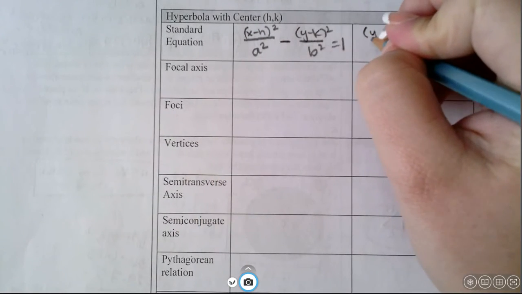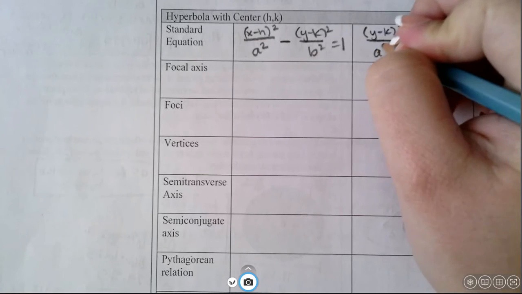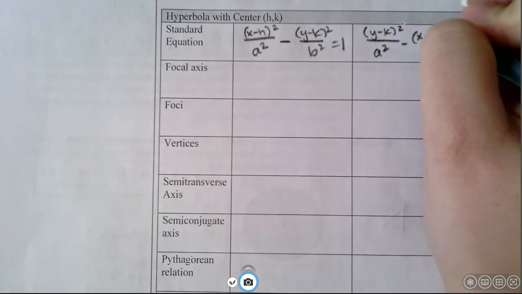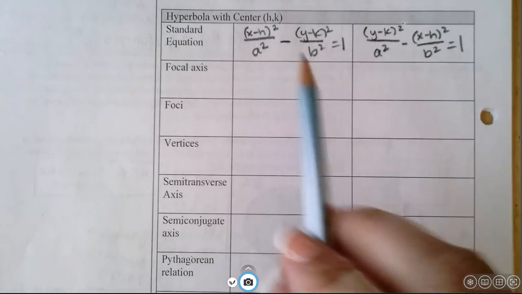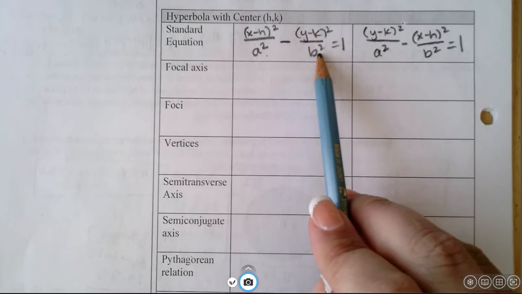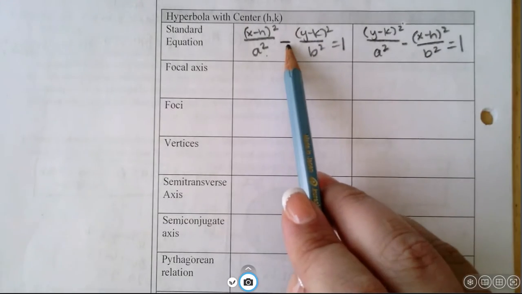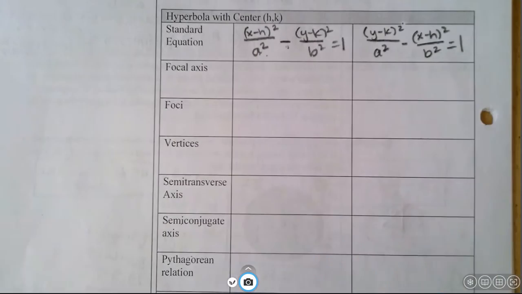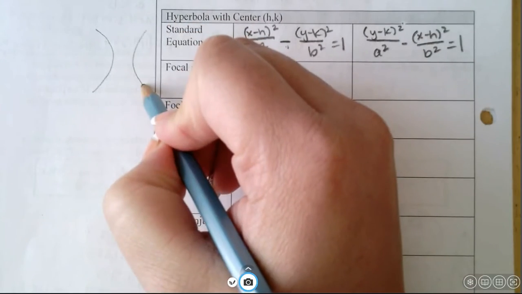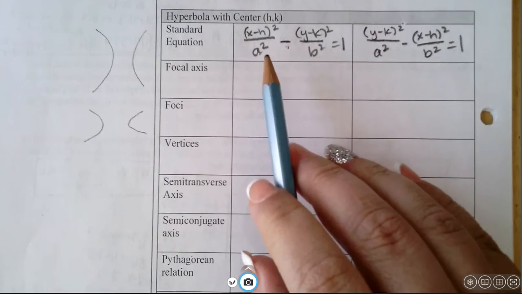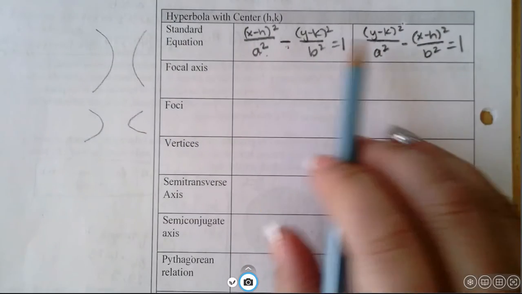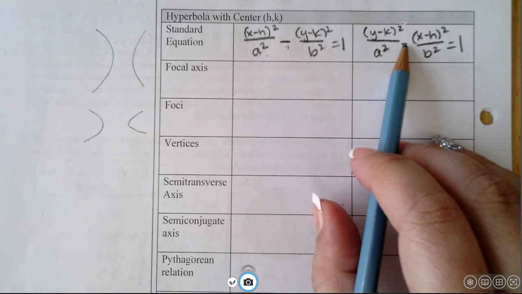Our second case is if the x and y switch roles. So now we have y minus k squared over a squared minus x minus h squared over b squared. So notice now we don't have that relationship that a is the biggest. It doesn't matter which one is bigger, so much as the subtraction. Okay, so a being bigger will change whether our hyperbola is wide like this or skinny, okay? But what determines whether it's opening upward or downward is which variable goes first.